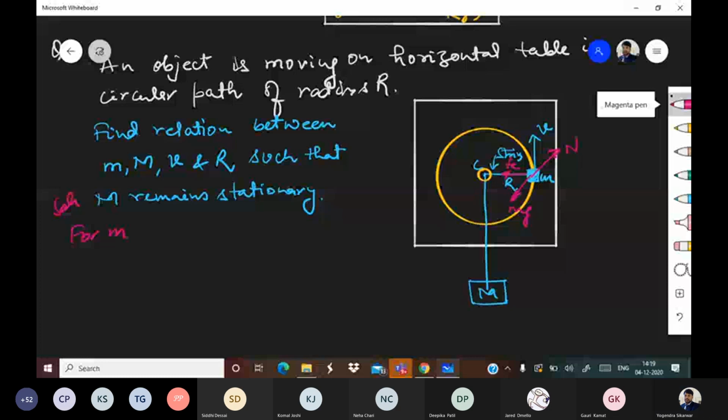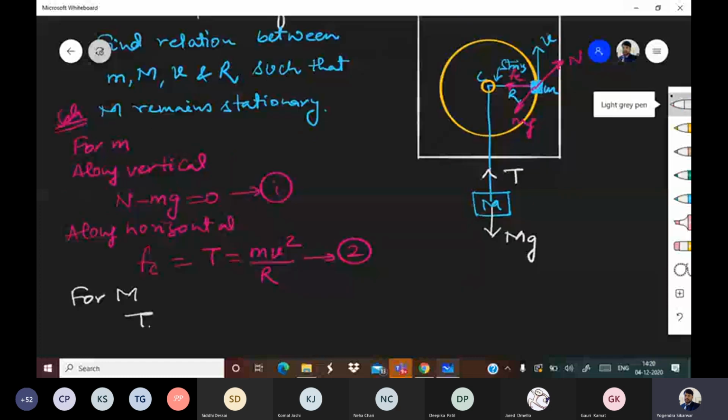This is equation 2. Now for capital M, what we can see for capital M, mg is acting downward, T is acting upward. So capital T minus Mg is equal to 0, and that is equation number 3.